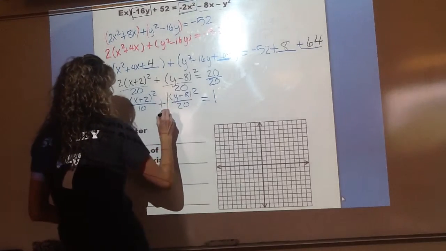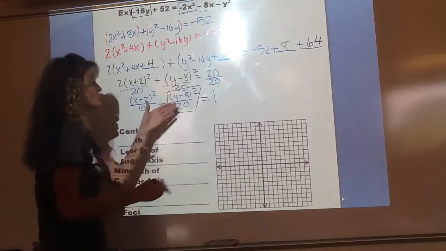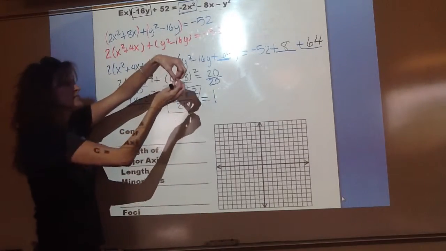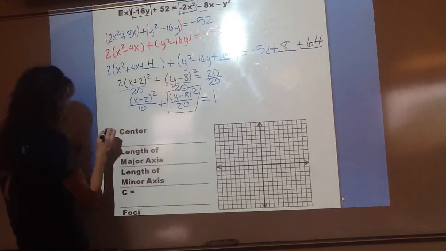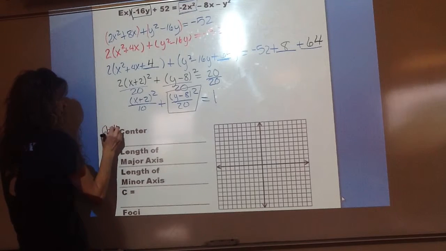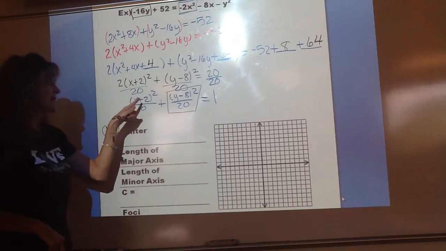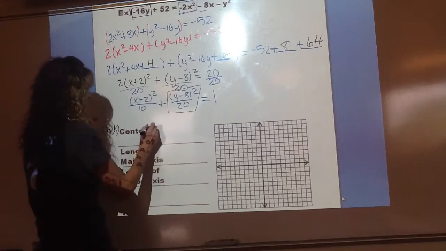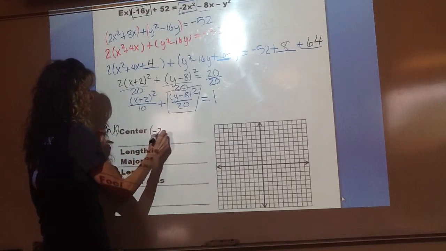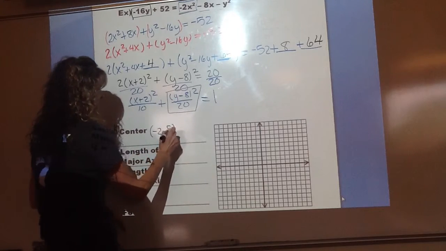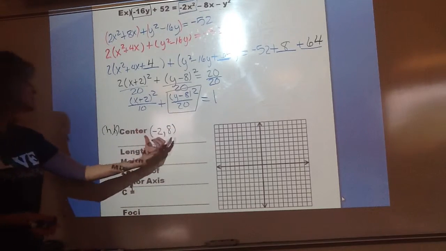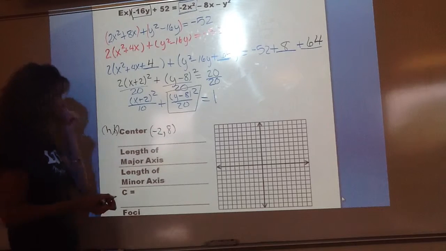Look, here is my bigger denominator. That means this ellipse is stretched vertically because y is vertical. My center is hk. H is what comes from x. It's the number being subtracted from x. So h is negative 2. K is the number subtracted from y. So k is 8. So my center is at negative 2, 8.